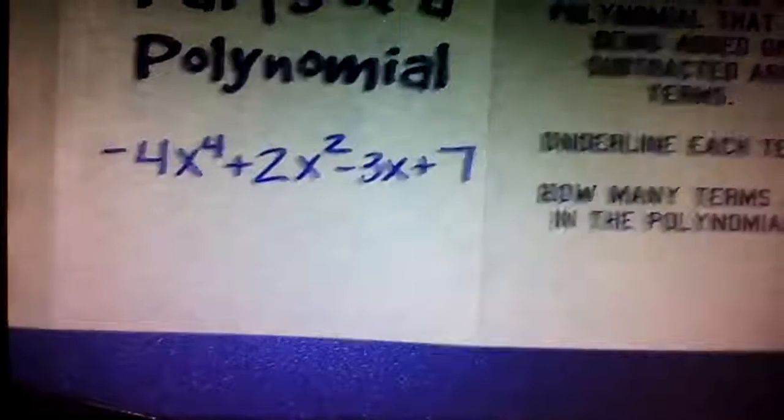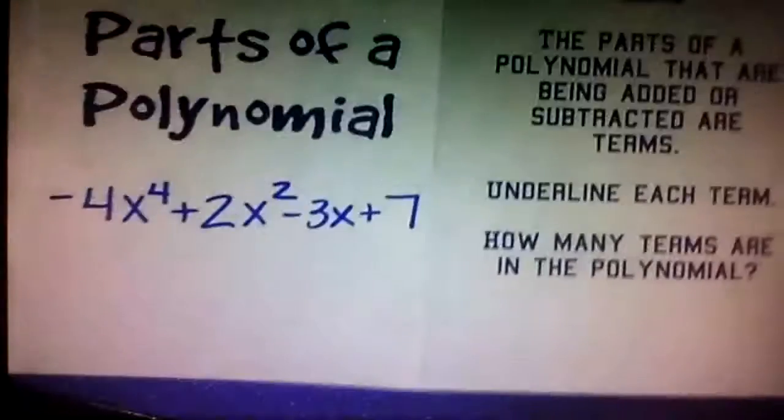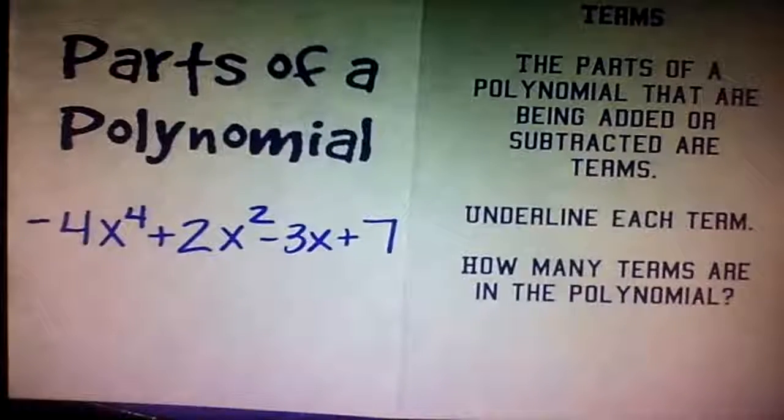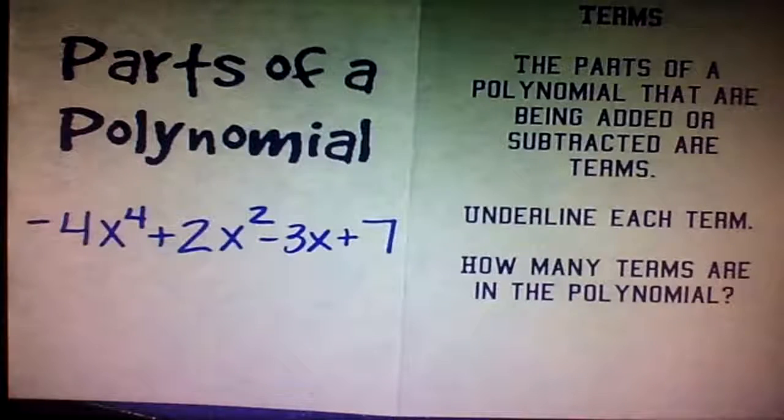Let's do -4x to the 4th plus 2x squared minus 3x plus 7. Okay. I will show you how to fold it when we get there. Okay. So here's your polynomial. So the first thing we need to look at is how many terms are there in my polynomial. Your terms are separated by adding and subtracting. So if you look at this polynomial, how many terms are there? 4.